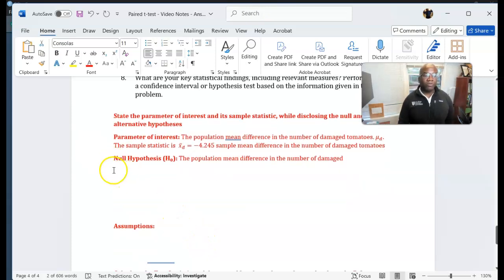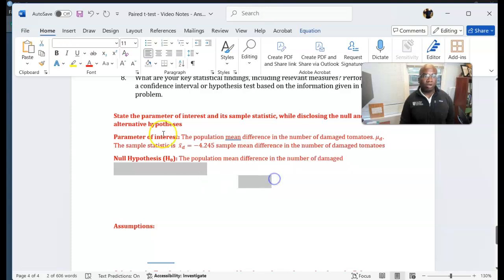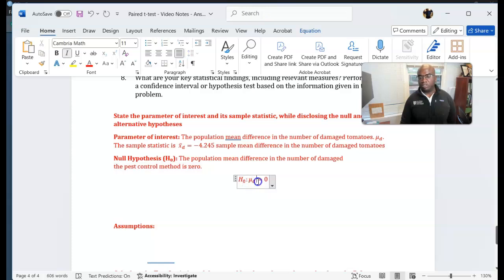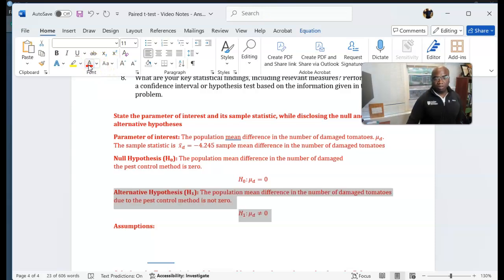All right, so from there, in terms of symbols, this is our null hypothesis. The population mean of the differences, as you can see the new symbol, mu D, is equal to 0. Whereas the alternative is that mu D is not equal to 0. The population mean of the differences of the damaged tomatoes due to the pest control method is not equal to 0. So notice that we're using the parameter mu D.